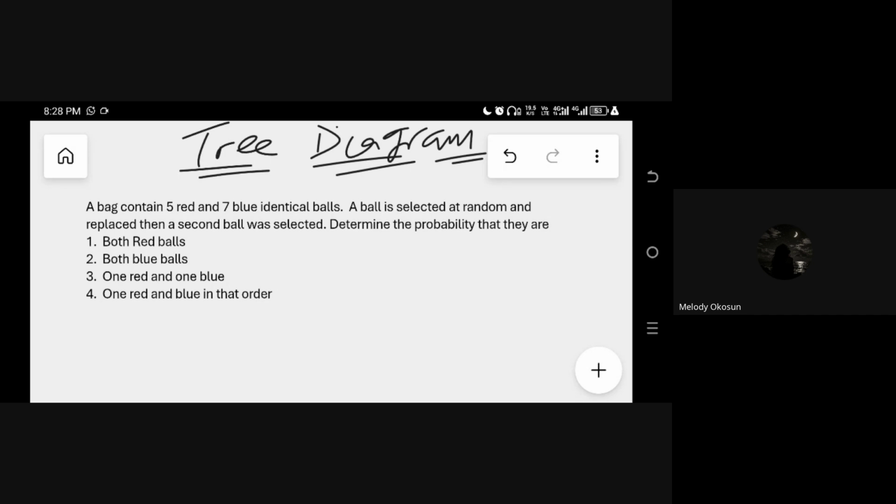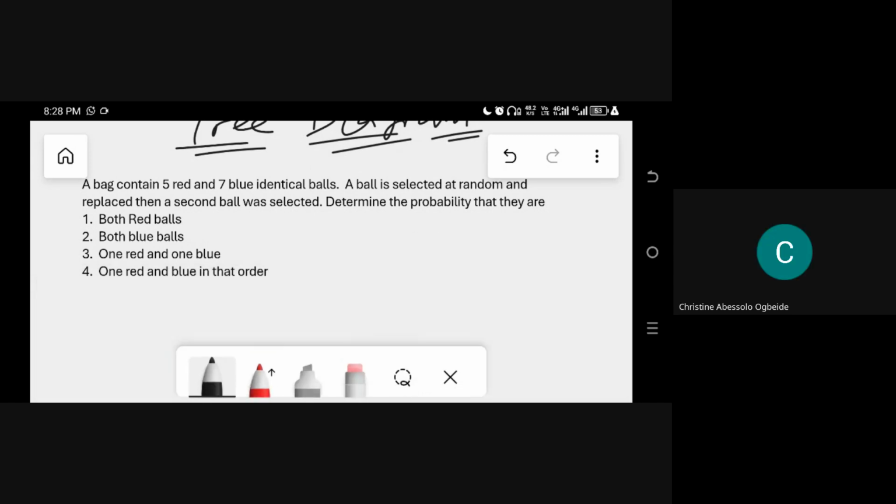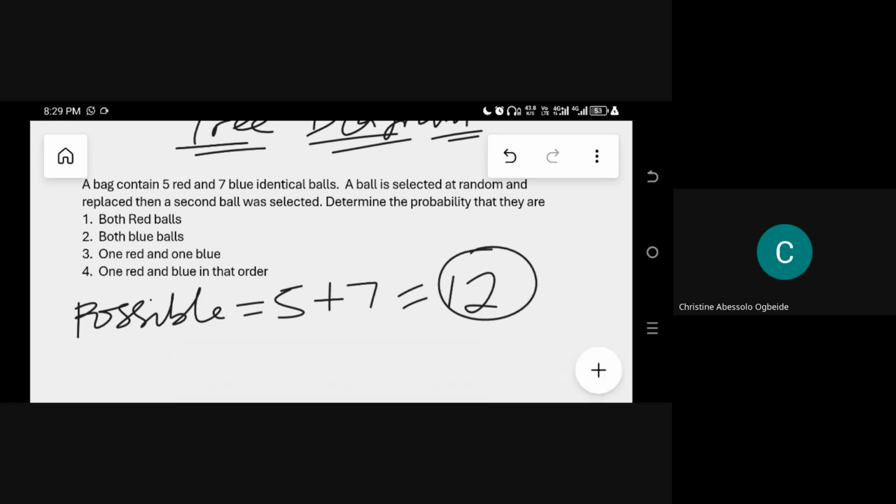So now the first thing we do is get the total possible outcome. Possible outcome would be the 5 red plus the 7 blue, so we have 12. The total number of balls, that's 12. That would be the possible outcome. Now, this is a multiplicative law because you're picking twice. You pick the first time and then you're picking the second time. So this obviously is a multiplicative law.